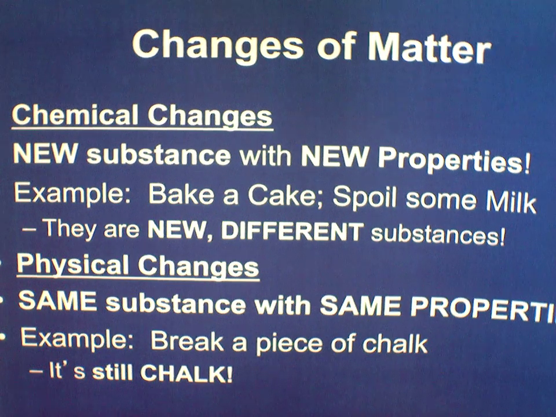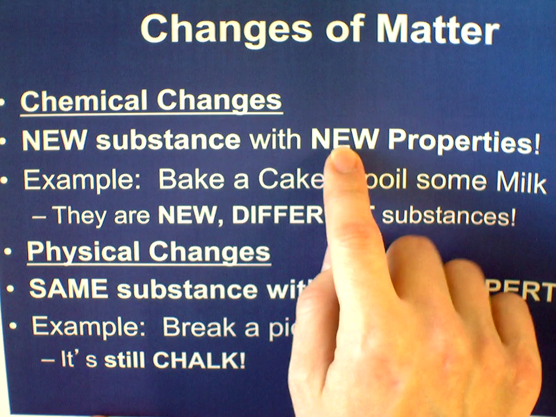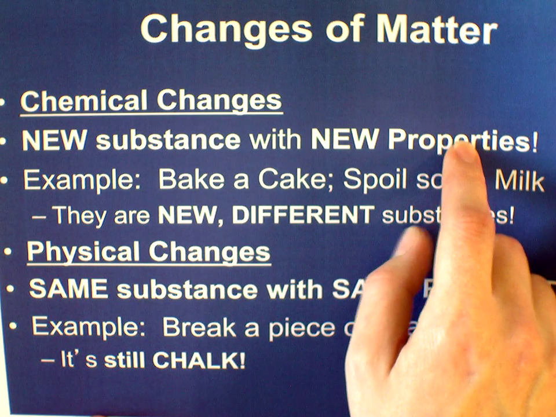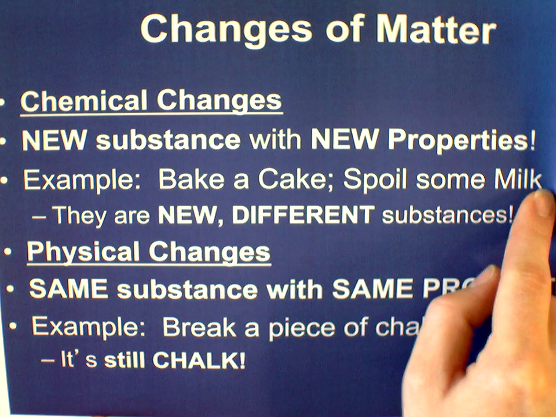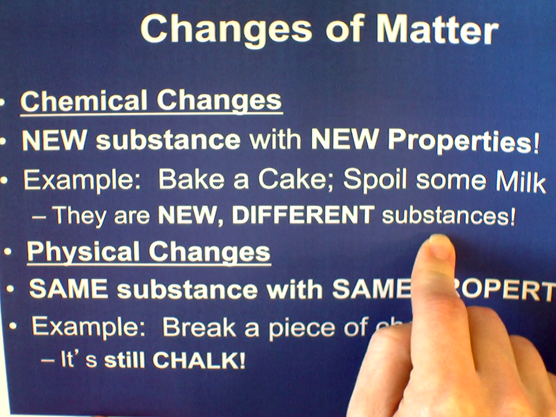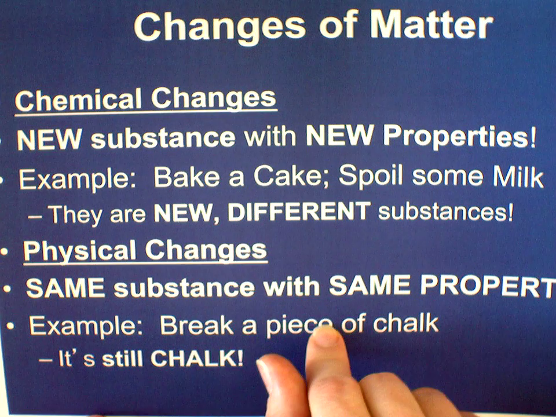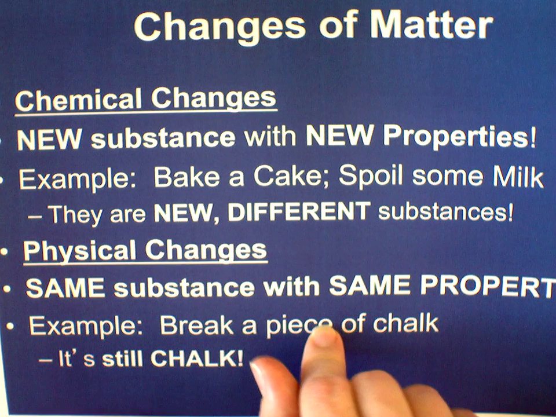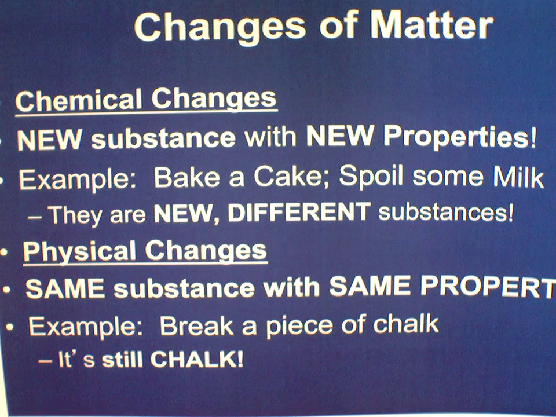So when we're looking at changes in matter, if there's a new substance formed that has new properties, it's going to be a chemical change. Some examples are like baking a cake or spoiling milk. There's new, different substances. Okay? If it's like a physical change, you still have the same substance with the same properties. You haven't changed the identity at all. An example is breaking off a piece of chalk. It's still chalk, it's just smaller pieces.